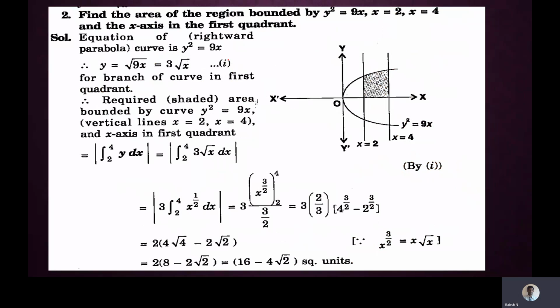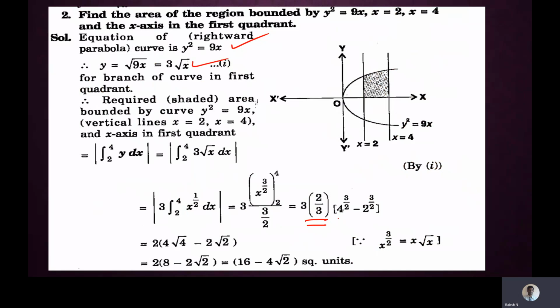So y squared is equal to 9x means y is equal to what? Root of 9x, which is 3 root x. So you have to find the area, integral 2 to 4 y dx. What is our y? 3 root x. So integral 2 to 4 3 root x dx. So 3 into integral 2 to 4 x raised to 1 by 2, that means x raised to 3 by 2 by 3 by 2.